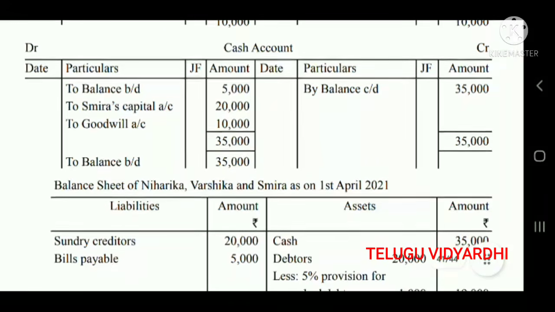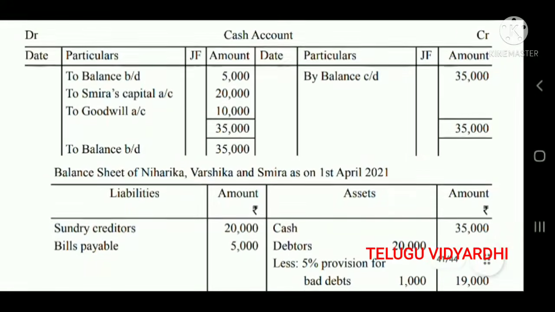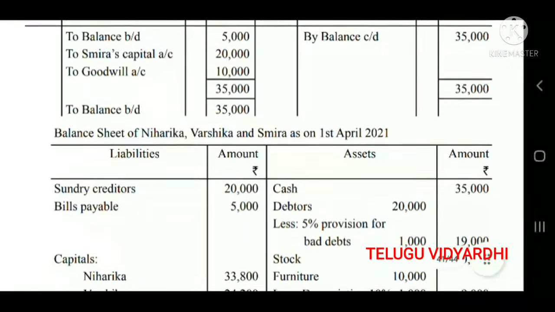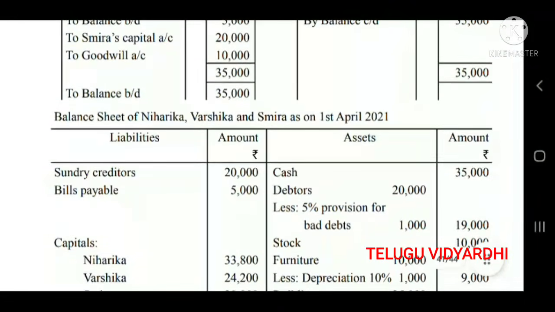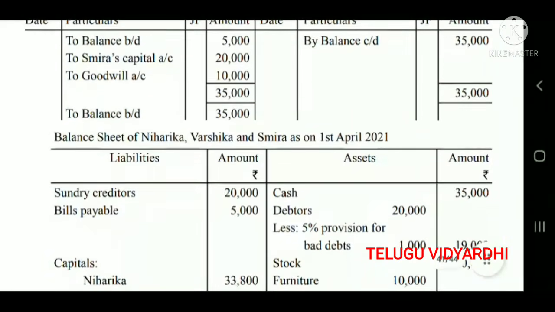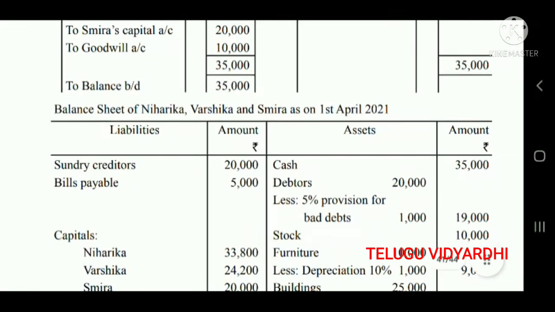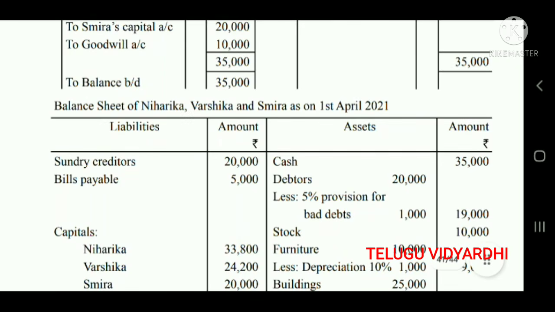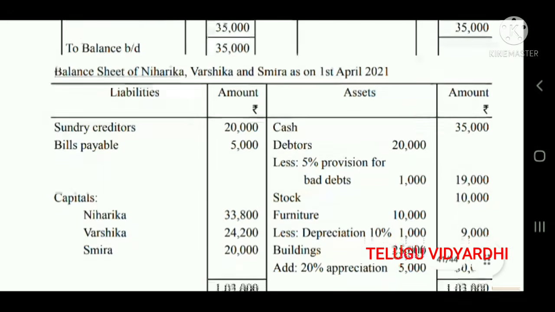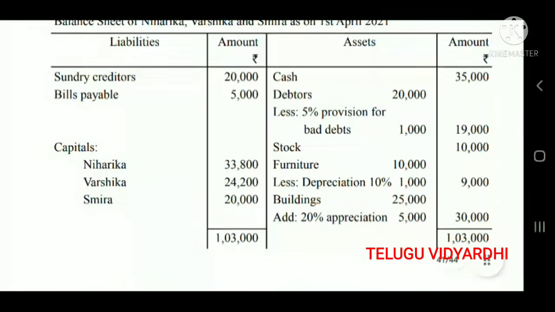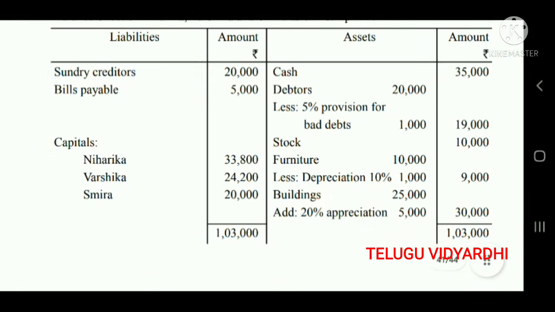Come to the new balance sheet of Niharika, Varshika and Simra as on 1st April 2021. Liabilities side, sundry creditors. There is no adjustment to this, so it should be as it is. The amount 20,000. Bills payable also no adjustment. Amount 5,000. General reserve is shared to old partners because it is transferred to their accounts. Now capitals. New capitals: Niharika 33,800, Varshika 24,200 and Simra 20,000.